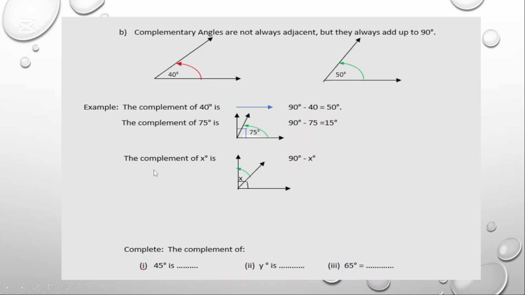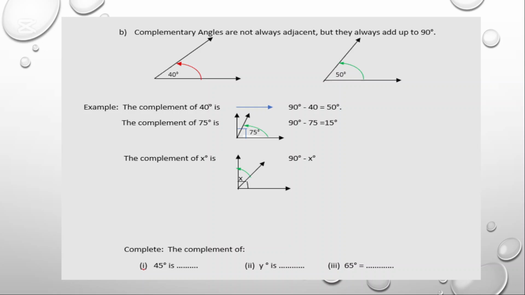Now here we say the complement of x. We do not know the value of x, but we know to get this part we must subtract x from 90, and that is the simplest form we can leave that answer in. So complete the following. 45 degrees is... and we know 90 minus 45 is equal to 45. So the complement of 45 is 45.